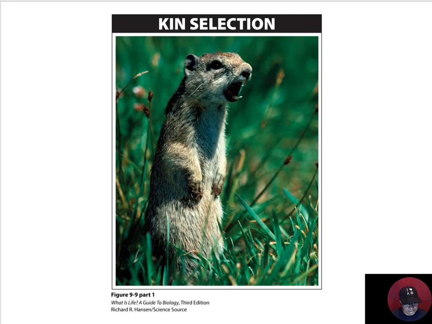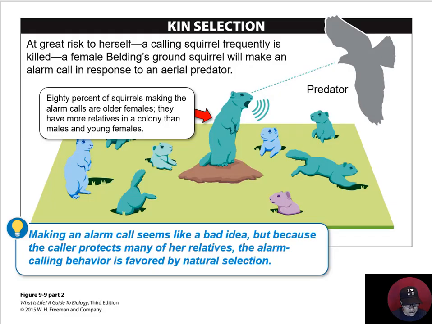Let's talk about kin selection. What is that? So here we've got this little squirrel. It's a female Belding ground squirrel. And at great risk to herself, this Belding ground squirrel will call out when she sees a predator, a hawk. She will stand on top of the mound and call out to the rest of the ground squirrels, "Hey, there's a hawk, everyone run." Now this puts her in danger because she's standing on top of a mound, screaming out for the hawk to zero in and come and get her as everyone else is scrambling for cover.